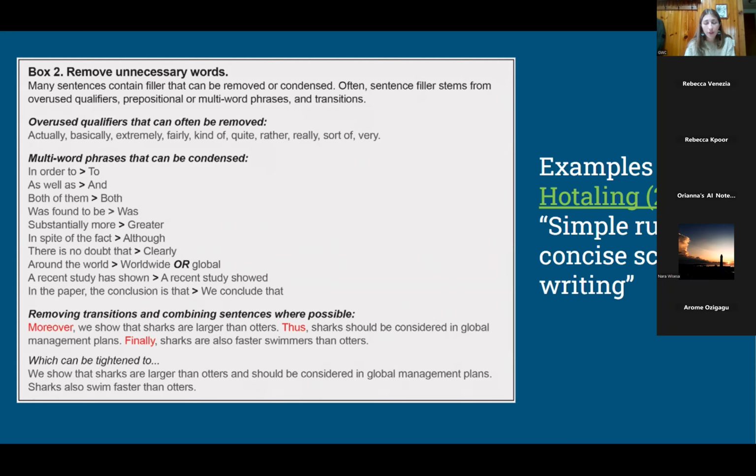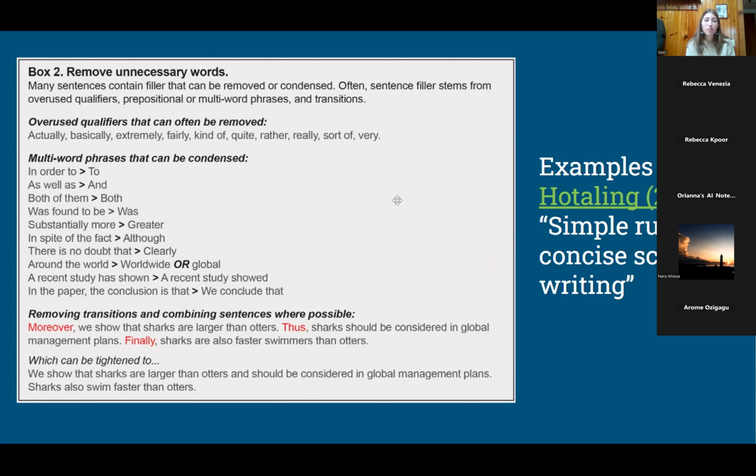One other thing to think about here is using active voice versus passive voice. Typically, active voice removes a lot of unnecessary words. So, for example, that last example they say here, "in the paper, the conclusion is that," and then they would say the conclusion. You can make that more active and cut out a lot of words by saying, "we conclude that, blah." It gets right to the point and it's a lot more understandable for people.